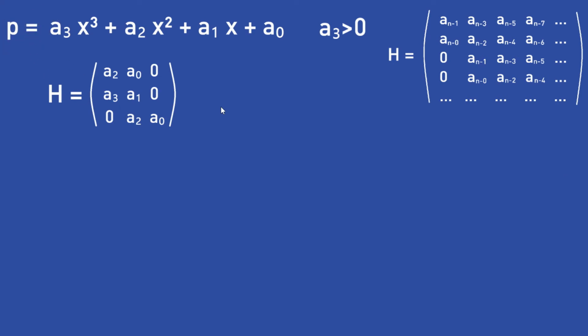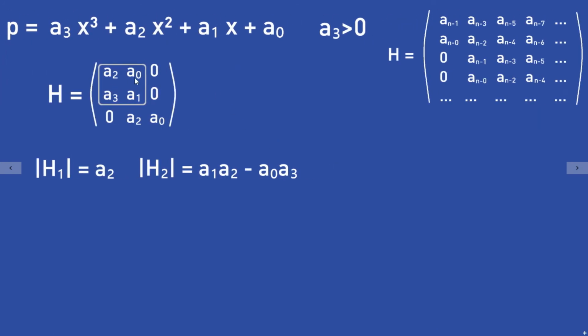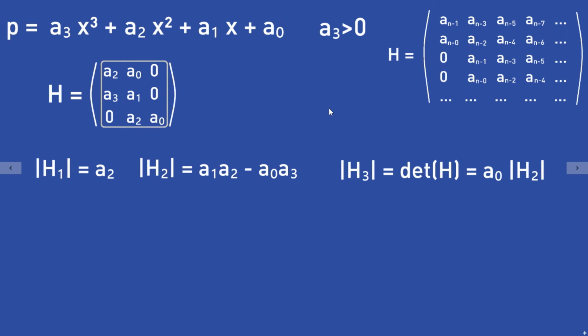Let's take a look at the principal minors of H now. So the first principal minor is just a2. The second principal minor is the determinant of this submatrix here, which is a1 times a2 minus a0 times a3. The third principal minor is the determinant of H, which is a0 times the determinant of H2. So this here.